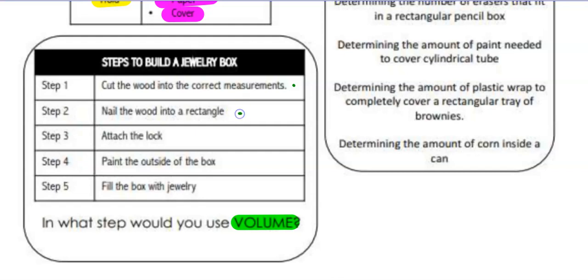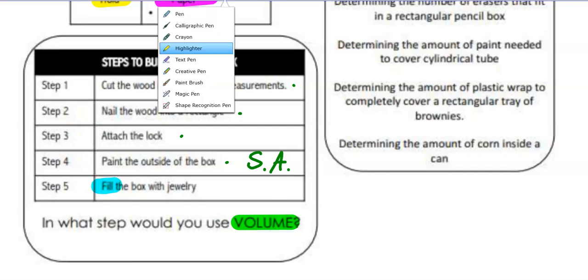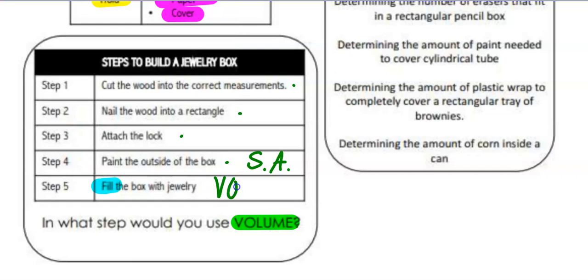You're going to nail the wood into the rectangle. You're going to attach the lock. You're going to paint the outside of the box. If I'm painting the outside, is that volume or surface area? That's right, it's surface area, so that's not going to be it. But the last one, if you notice, we have that word filling. I'm filling the box, and when I'm filling something, that's going to be volume. So step 5 is the step in which we would be finding the volume.